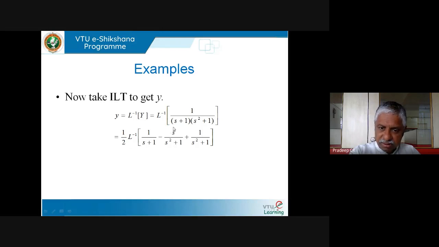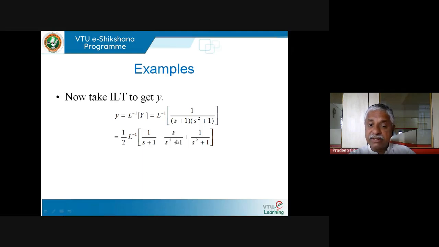So this is basically 1 by 2. If you write this as A by s plus 1 plus Bs plus C by s square plus 1, A will turn out to be half, B will turn out to be minus half, and C will turn out to be half. So if I substitute all that, I'll get small y is the Laplace inverse of this, which is the same as Laplace inverse of half by s plus 1 minus half s by s square plus 1 plus half 1 by s square plus 1. This half I can take out because Laplace inverse is also a linear operator. So I'm left with L inverse of 1 by s plus 1 minus s by s square plus 1 plus 1 by s square plus 1.